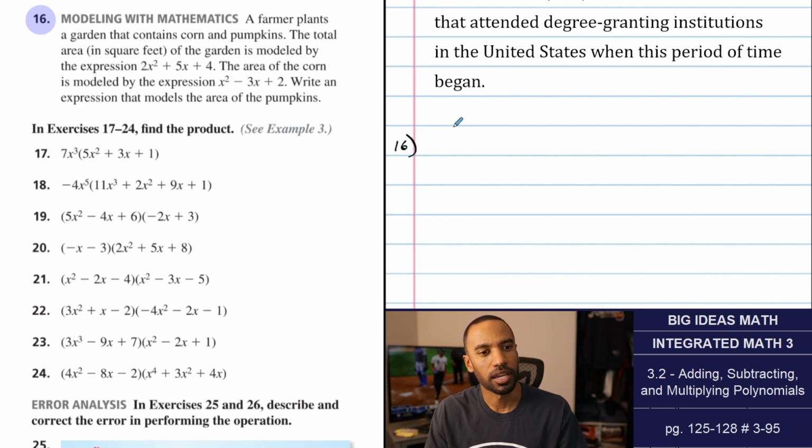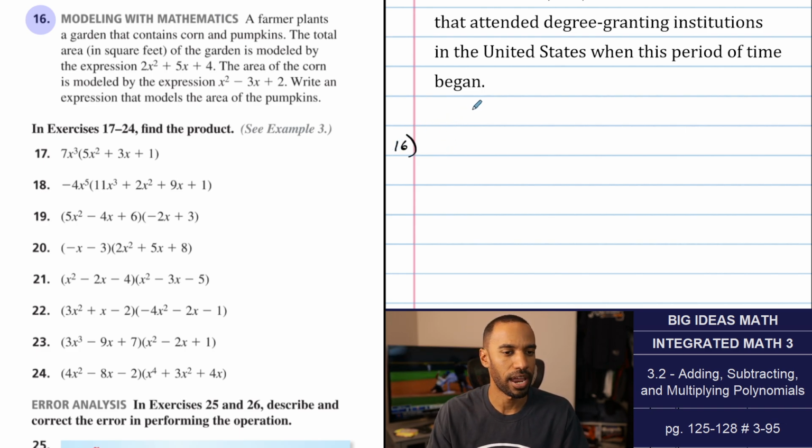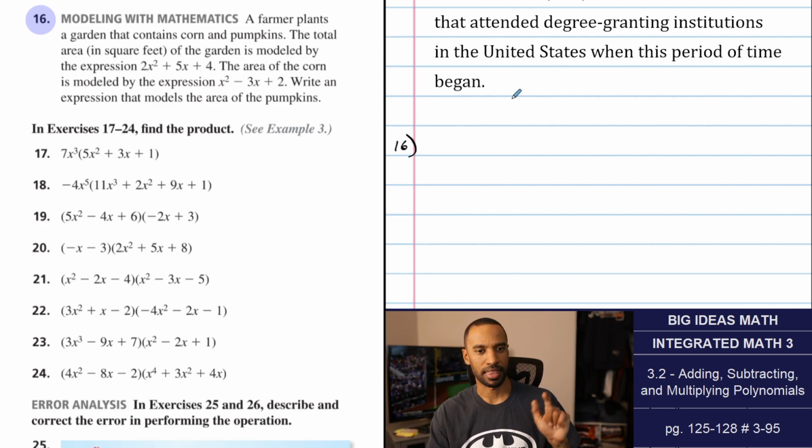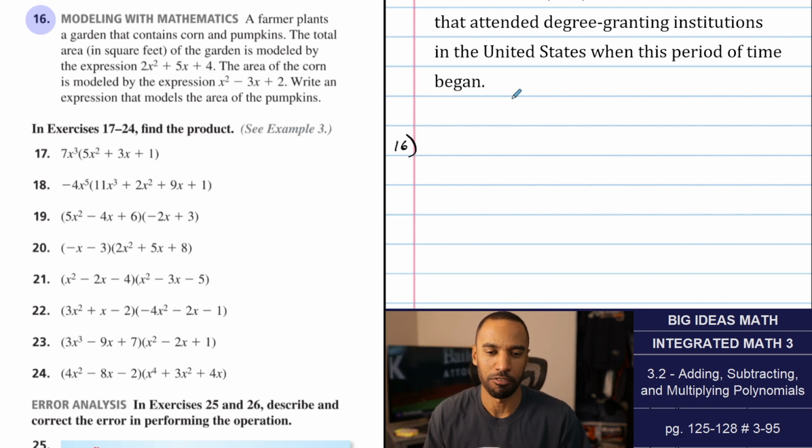A farmer plants a garden that contains corn and pumpkins. The total area in square feet of the garden is modeled by this expression. The area of the corn is modeled by that expression. Write an expression that models the area of pumpkins.